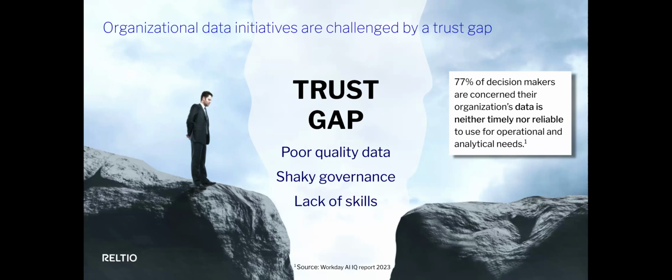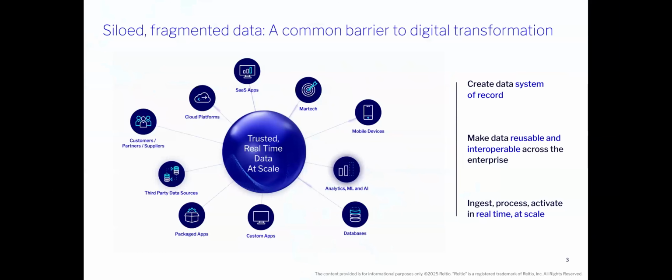This trust gap is often the result of poor quality data in source systems or in operational systems, shaky data governance principles, as well as a lack of skills around managing and stewarding data. To illustrate this, often what we see is that laying the foundation for a data-powered enterprise requires a comprehensive data strategy. Organizations need to create a unified system of record that is capable of transforming poor quality data from disparate sources into secure, trusted, interoperable data and make it available where and when required.